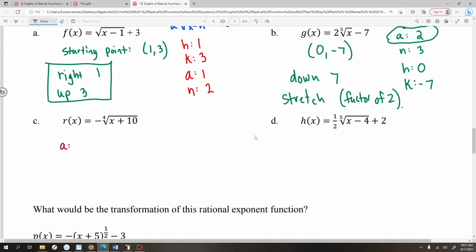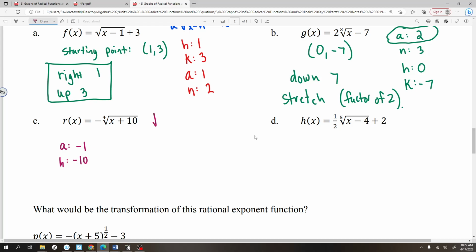Carla, what would the value of A be for part C? Tricky. Not 0. -1. Thank you. Good. What would H be? What am I, careful here, subtracting from X inside the parentheses? -10. Thank you, Diana. Did you say that? Okay, good.